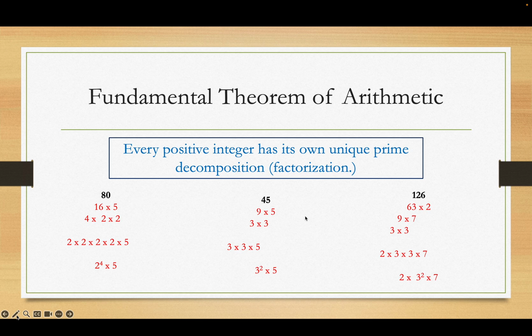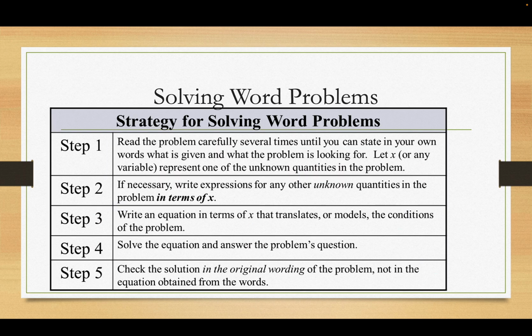So that's the fundamental theorem of arithmetic, that every positive integer has its own unique prime decomposition. And where you really get to use that a little bit later on is in figuring out things like greatest common factors and least common multiples. Okay? All right, the next step, the last part of today's lesson, is talking about word problems.